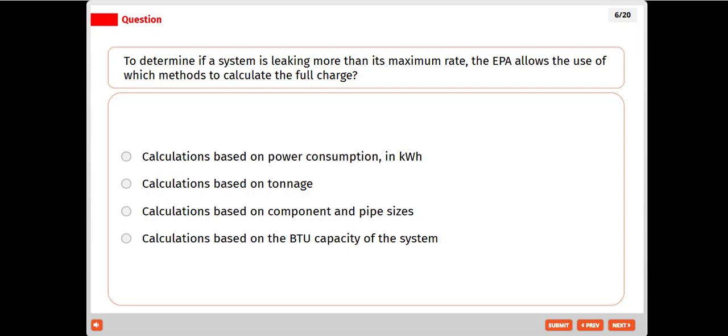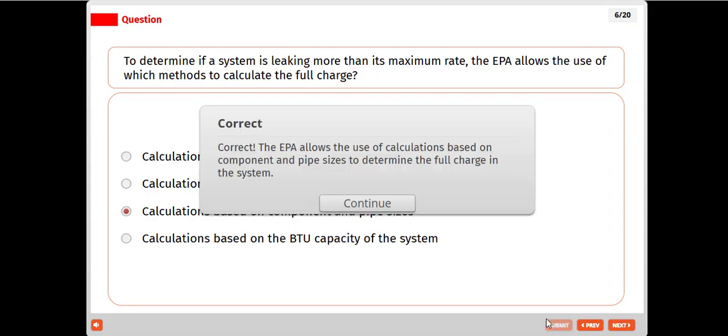To determine if a system is leaking more than its maximum rate, the EPA allows the use of which methods to calculate the full charge? Calculation based on the power consumption in kilowatt, calculation based on tonnage, calculation based on component and pipe size, calculation based on BTU of the system. Based on component and pipe size.